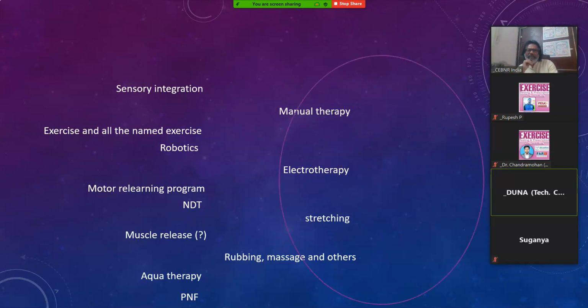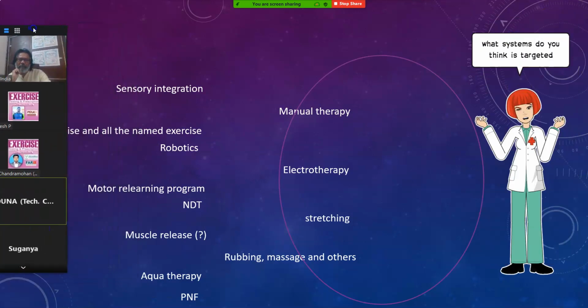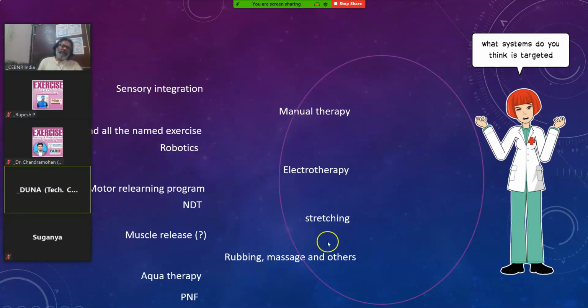So the next question I'm going to ask you is, if I do any of these things, what system do you think it will change? Will it change the whole system or just a few systems? As you have correctly pointed out earlier, they may not change the full system. They may change just the peripheral issues most of the time, right? Remember, it also has some central issues, as I already pointed out.